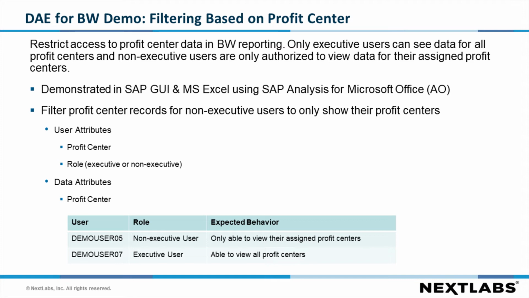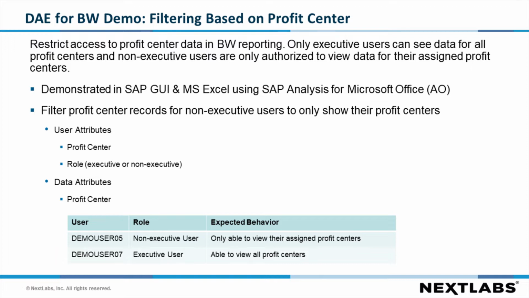Specifically, we are going to restrict access to data for non-executive users so that users are not able to see data from outside of their own profit center. Executive users, on the other hand, will be able to see data for all profit centers. We will demonstrate this in the SAP GUI using the SAP Analysis for Office option for displaying reports of the data.